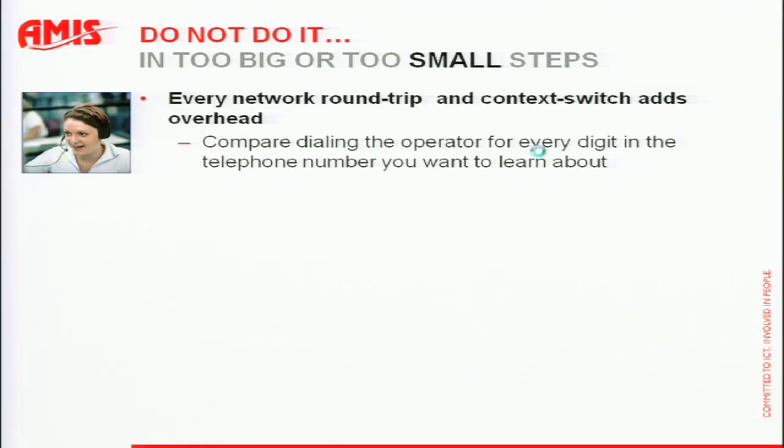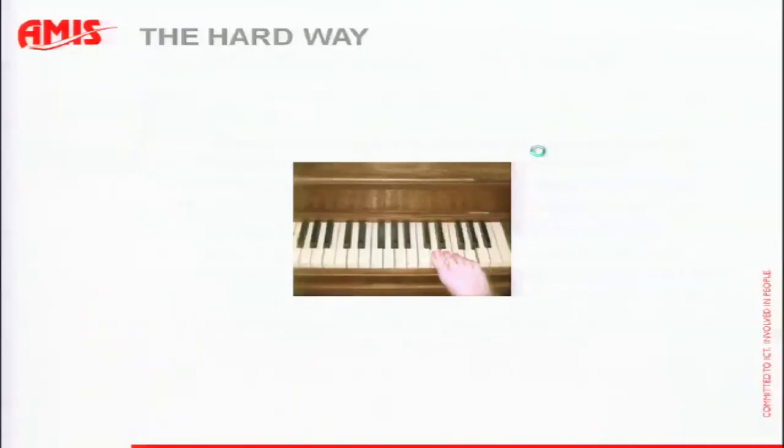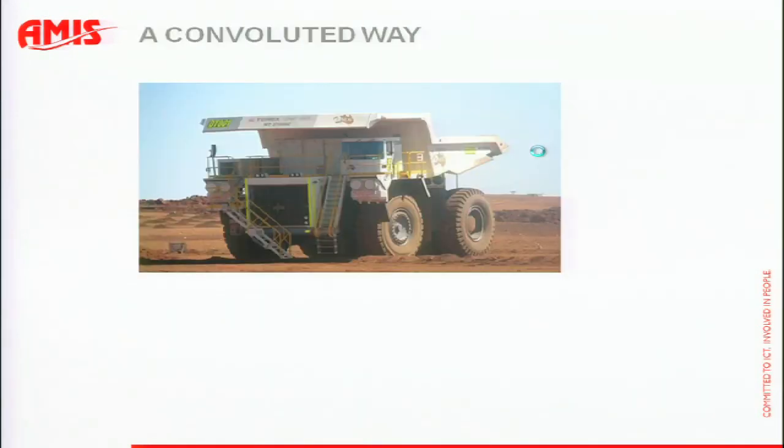Don't do it in two small steps, where it's like dialing an operator to request a telephone number and request it digit by digit. "It's me again, the third digit of the telephone number of this person," etc. Don't do things the hard way, the obvious one. Don't do things in a convoluted way. And you have to look very closely.